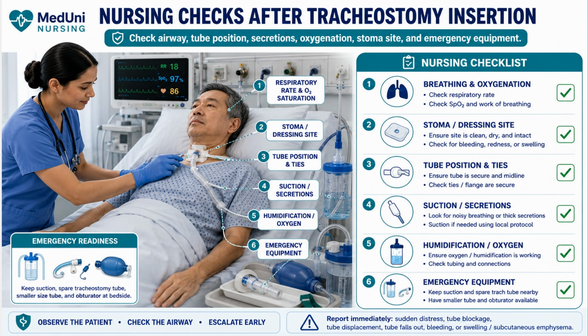Now check the tube. Is it in position? Are the ties secure but not too tight? Are secretions thick or increasing? Check the stoma and dressing for bleeding, swelling, redness, discharge, or infection. Make sure humidification and suction are available and working. Finally, check the emergency equipment: suction, spare tracheostomy tube, smaller tube, and airway equipment. Key message: with tracheostomy patients, emergency equipment is not optional.